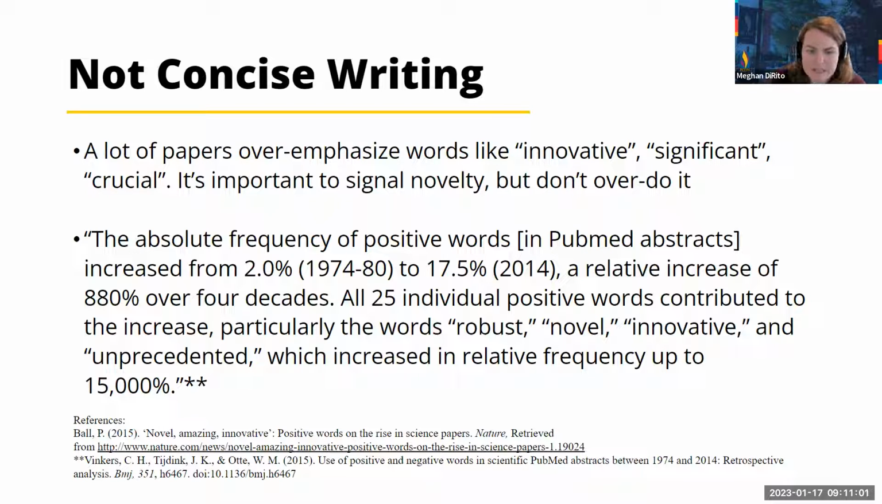It's from 2015. They analyzed the use of positive and negative words in PubMed abstracts between 1974 and 2014 and discovered that the frequency of positive words in PubMed increased from 2% to 17.5%, which is an increase of 880% over 4 decades. Specifically, there were 25 words that were particularly used, such as robust, novel, innovative, and unprecedented. And these specific words increased in relative frequency up to 15,000%.